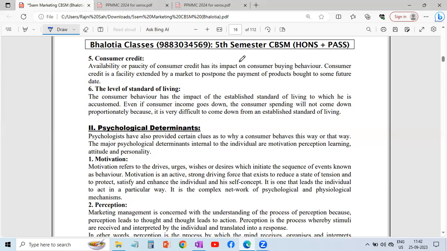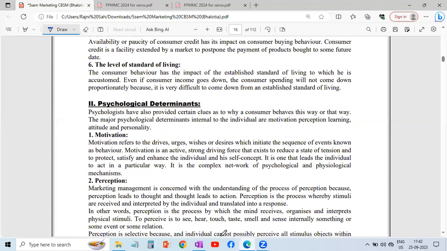Okay. The level of standard of living. Obviously, as I told you, the first economic factor we discussed was purchasing power. And if the purchasing power is low, ultimately we will not be able to buy things we want. We would not be able to live our life in luxury. So even if the consumer income goes down, consumer spending will never go down because ultimately we are all in a habit of spending. We keep on spending necessarily and unnecessarily. At least girls do. Boys, I don't know whether they just spend or not.